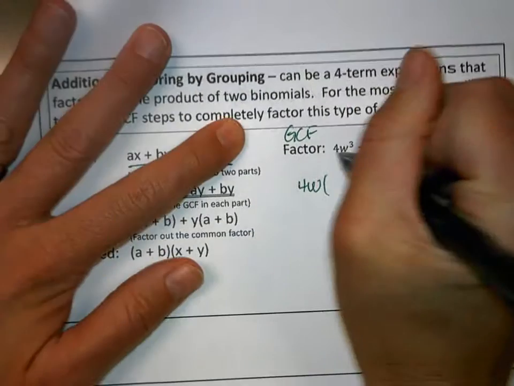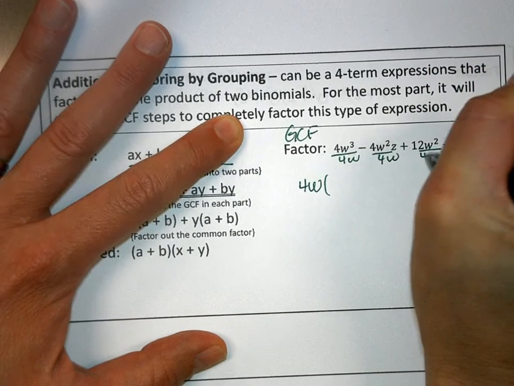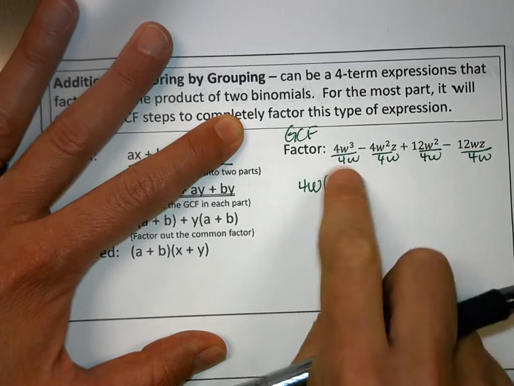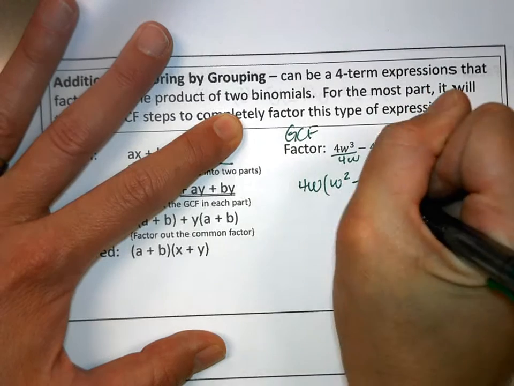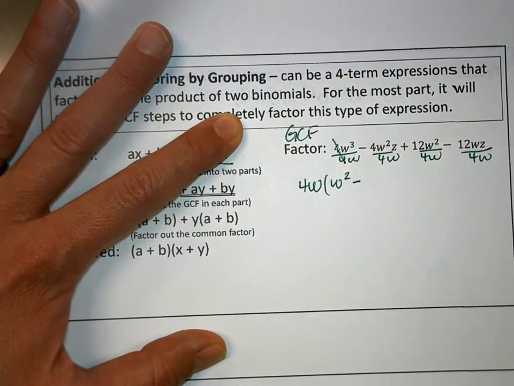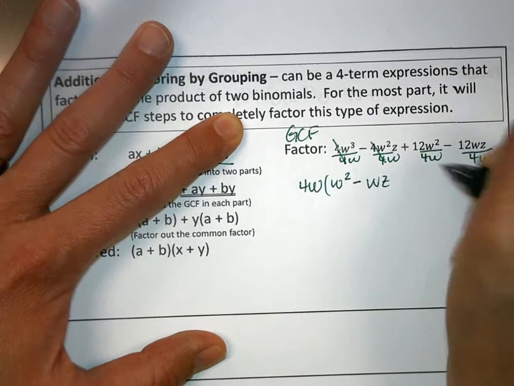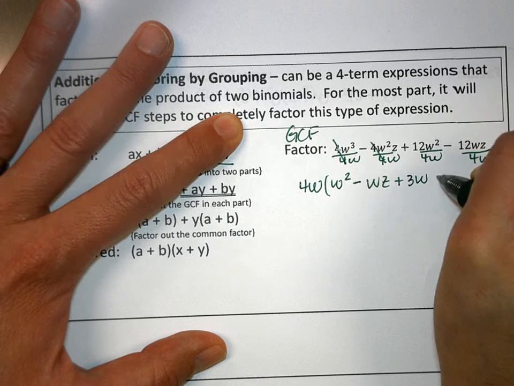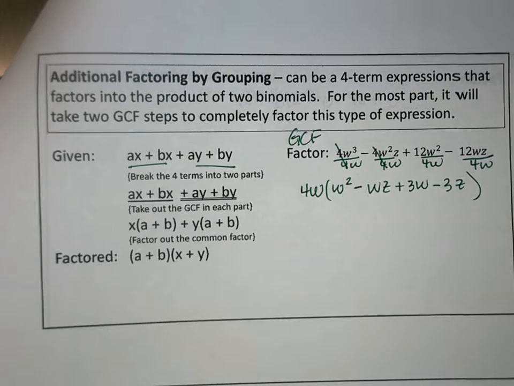And I like to go through and write that underneath every term because it's easier for me to see how it reduces when I have it written. So on this first term, what am I left with? W squared, good. Because the 4's cancel out and then we reduce the W's. What happens on the second one? WZ, good. And then plus 3W, and then last one, minus 3Z. Do we have any questions on that part?